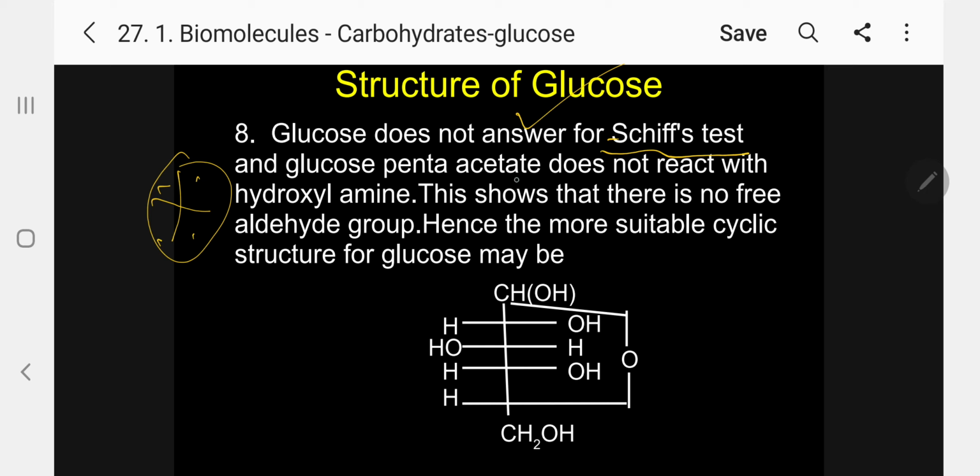One thing more: glucose pentaacetate after acylation does not react with hydroxylamine. This shows that there is no free aldehyde group. Hence, the more suitable cyclic structure for glucose may be represented like this. Kindly follow. The fifth carbon atom's OH and the first carbon's aldehyde may combine, forming a cyclic ring. This is called a hemiacetal ring.